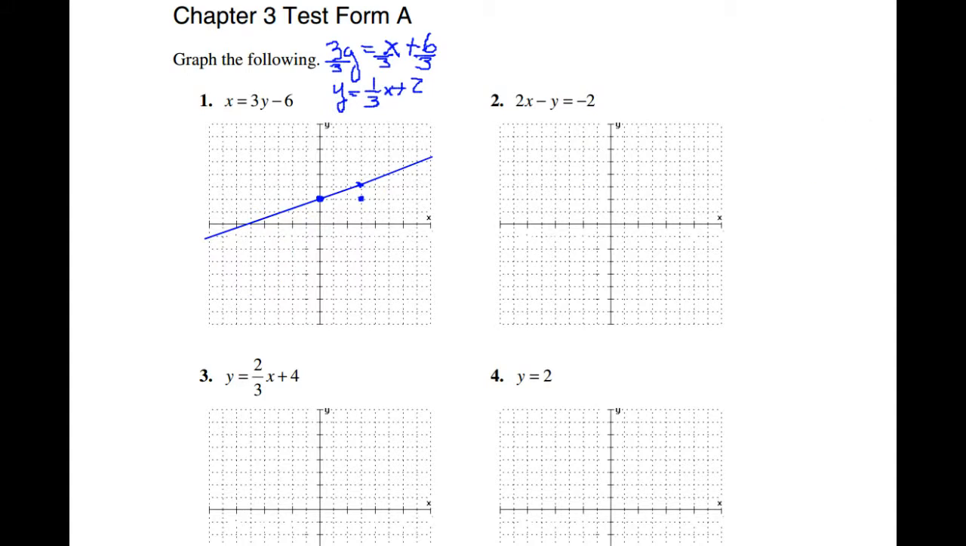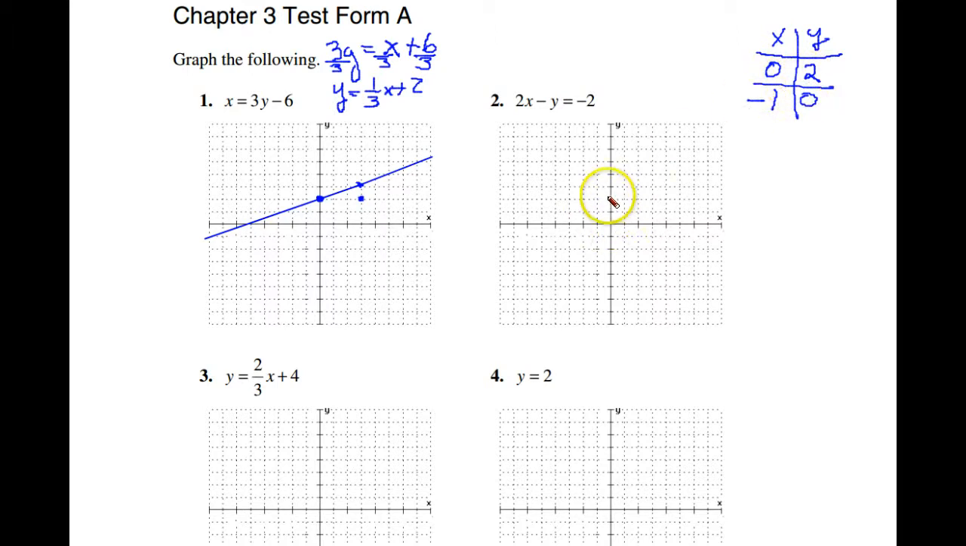Now, for example 2, as we do it, this is in standard form, so I'm going to make a little t-chart, my x and y intercept t-chart. And if x is 0, we're going to divide both sides by a -1. I get y is 2, a positive 2. This is 0, a positive 2. Now, if this is 0, y is 0. I'm going to divide both sides by a 2, and this is a -1. So I'm going to plot my y-intercept.